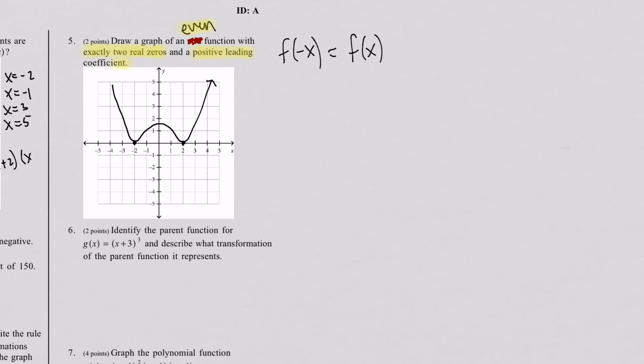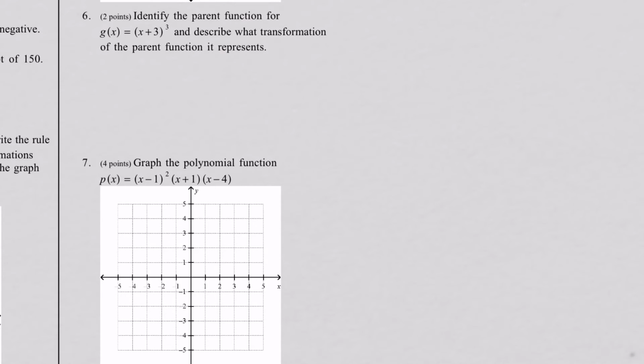That works. Is it symmetrical? Yeah, somewhat. Does it touch the x-axis twice? Yes. Is it going up? Yes, that works as well. Okay. As long as it's symmetrical, it goes up and it touches the x-axis or crosses. The other one was crossing the x-axis twice. You're good to go. Okay, number 6.